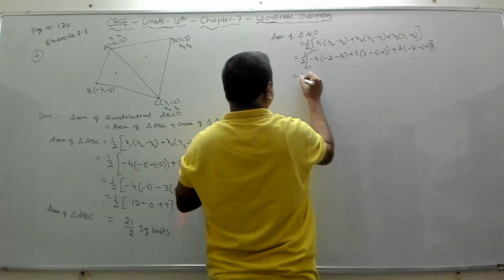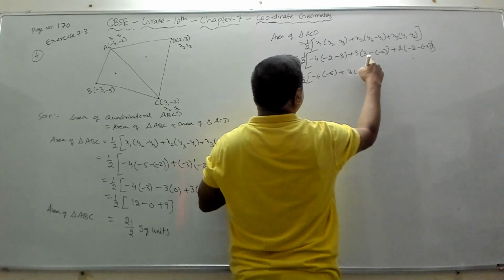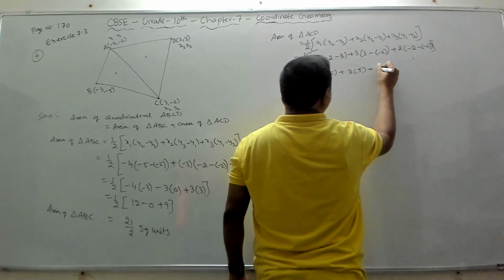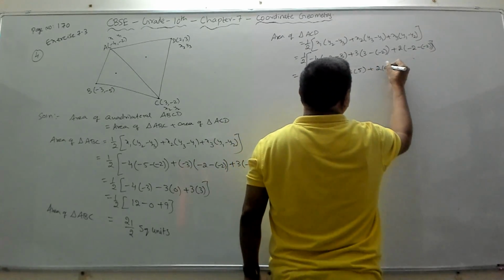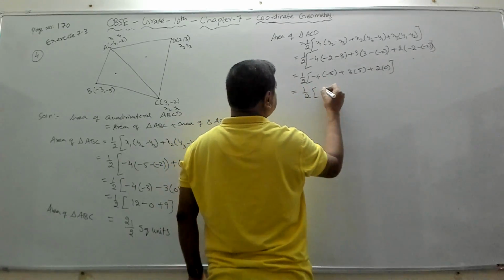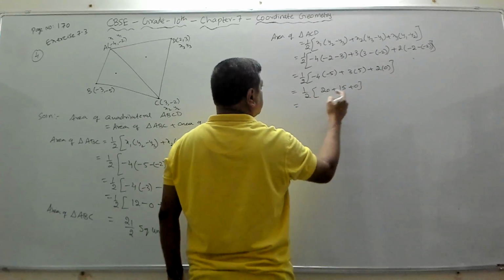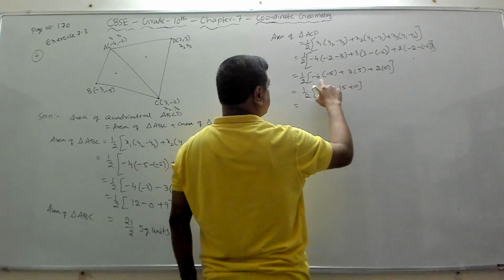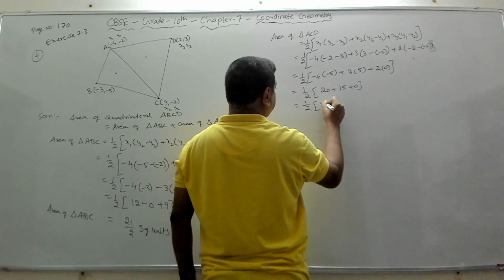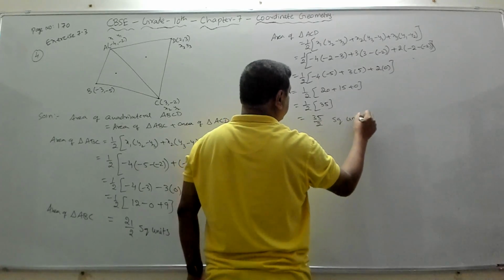So that gives you 1 by 2 of minus 4 into minus 2 minus 3, which is minus 5, plus 3 into 3 plus 2, which is 5, plus 2 into this is minus 2, this is minus and minus plus 2, that is 0. So you get 1 by 2 of minus 4 into minus 5 is plus 20, plus 3 5s are 15, plus 0. 2 times 0 is 0. This 2 bracket 0 means 2 into 0. This is 3 into 5. This is multiplication. If there is no sign here, it means it's multiplication. So 1 by 2 of 35. So you get 35 by 2 square units. That is the area of the triangle ACD.